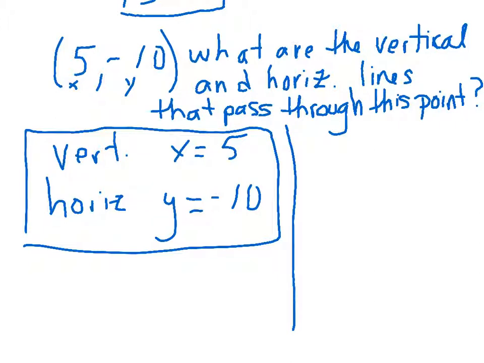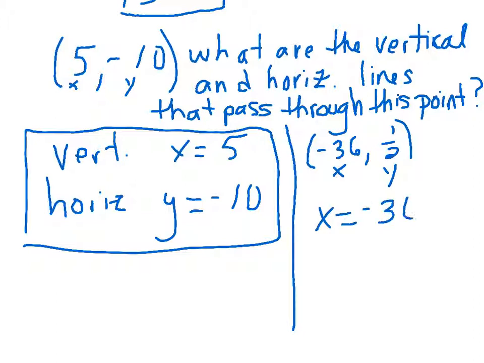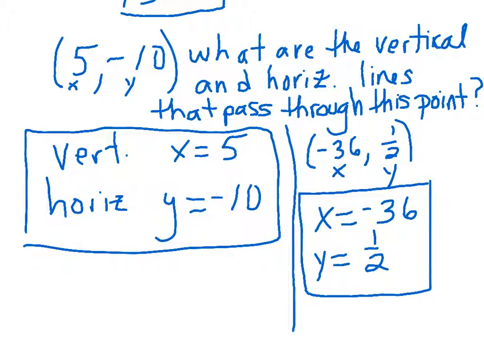Alright, one more. If I give you the point -36, 1/2, what are the vertical and horizontal lines that pass through the point? Well, here's your x, here's your y, those are your equations. x equals -36, that's your vertical. y equals 1/2, that's your horizontal. It's just that easy.